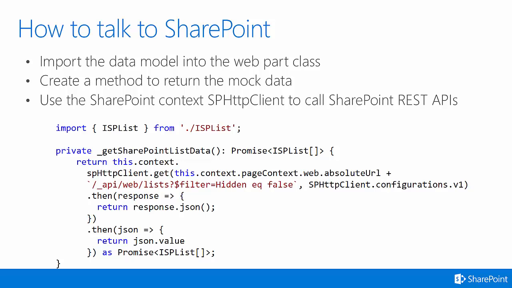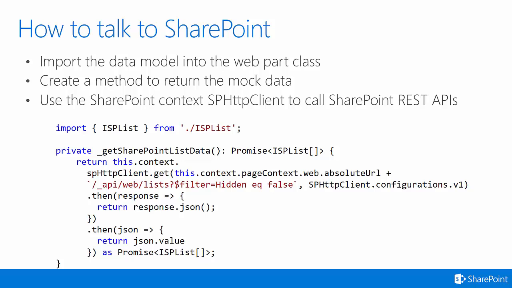First, I imported the data model into the class. Then I created a method called getSharePointListData. And as you can see, it returns a call from this.context.SPHttpClient.get. It passes in the absolute URL of the web it's currently executing in, and then the /_api/web/lists, and then the filter after that. That's actually the URL that invokes the REST API.